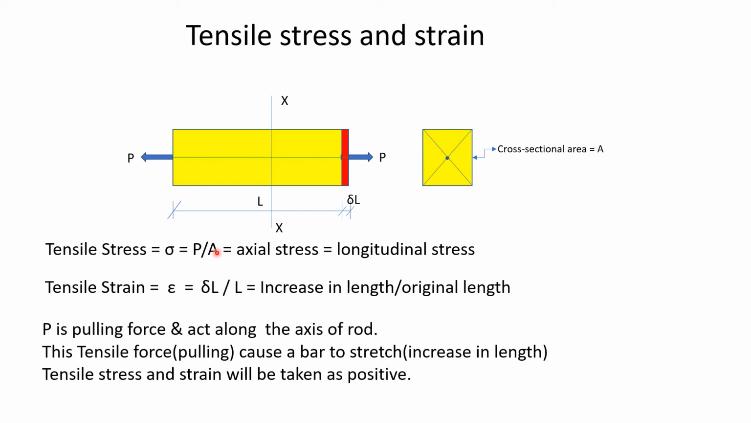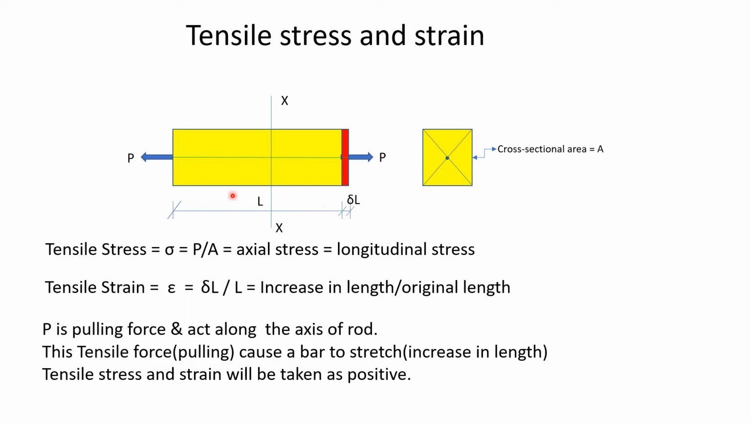Now what happens is, when this force is applied, this is the original length, and due to this pulling force there will be an increase in length from here to here, which is delta L. So now here the tensile stress will be sigma is equal to P upon A. This force is called P and this is the cross sectional area of the section, A. So this P upon A is the tensile stress. It is acting along the axis. This is the axis which I have shown here by the green line.